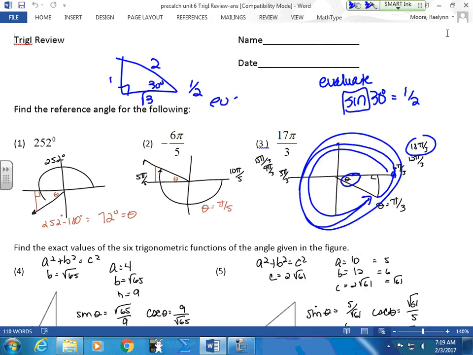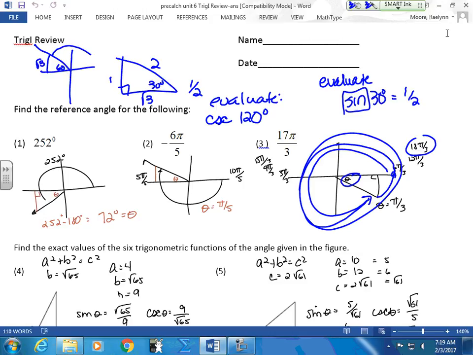What if I say evaluate this? I just want the cosecant of 120. How would you do that? You have to find your reference angle. What quadrant are you in? 2. What's my reference angle? So then, how would you find your cosecant?